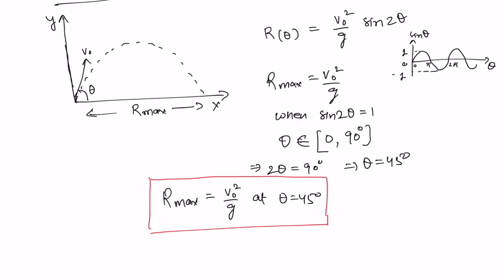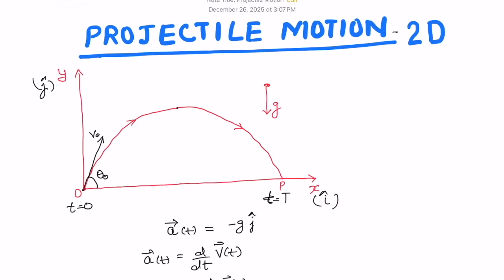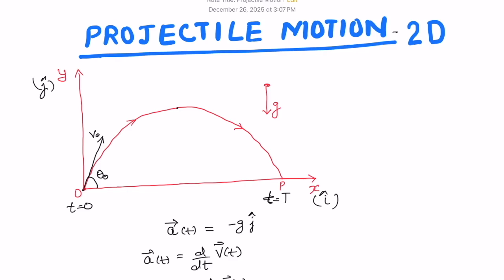This concludes the analysis. Let's look at some of the key results we have obtained, and in subsequent videos we'll solve some problems. So let's recap. We are analyzing 2D motion of a projectile, where the only acceleration of interest is g in the downward direction, in the negative y direction.